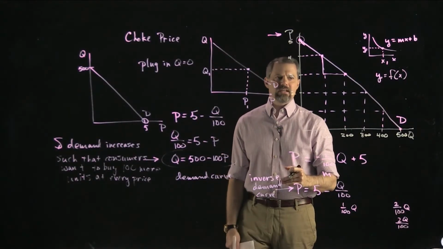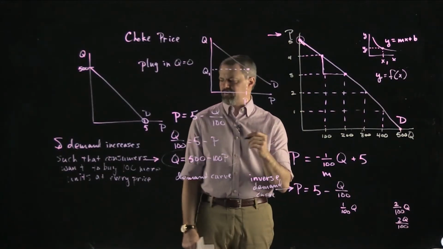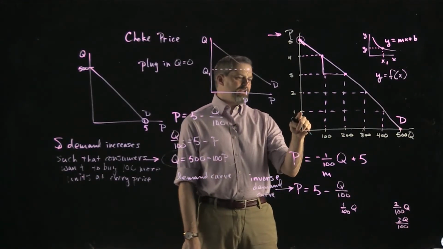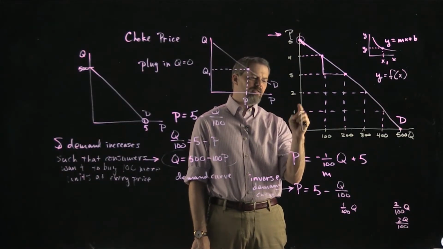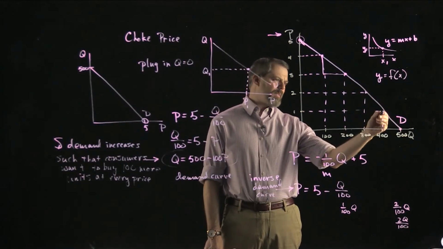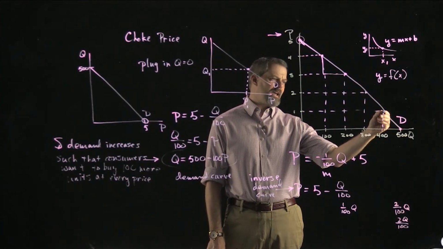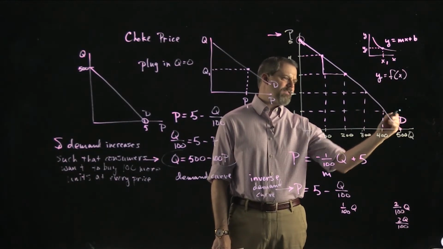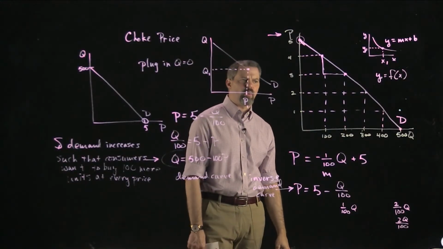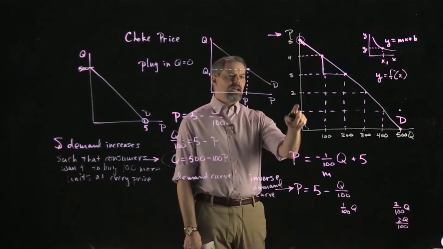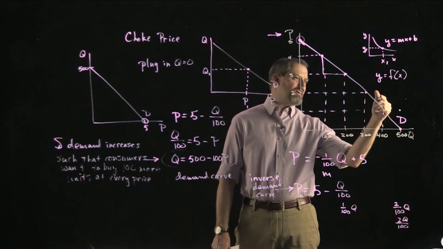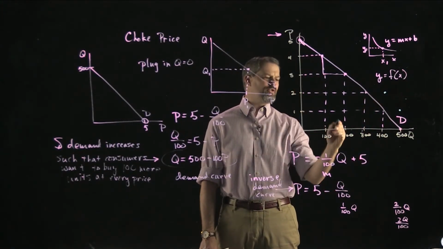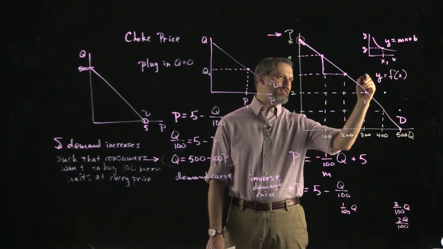An easy way to think about it is that if demand increases such that consumers want to buy 100 more units at every price, then we could take this price of 1. We know that they want to buy 400 units before the demand increases, but after the demand increases, they're going to want to buy 500 units. So that's going to be a point on our new demand curve. At a price of 2, they wanted to buy 300. Now they're going to want to buy 400. At a price of 3, they used to want 200. Now they're going to want 300.